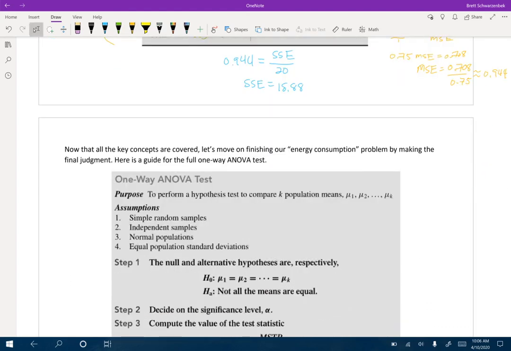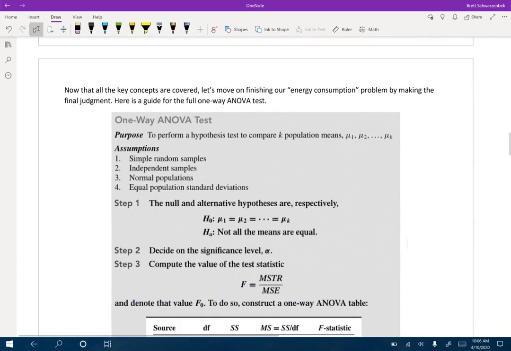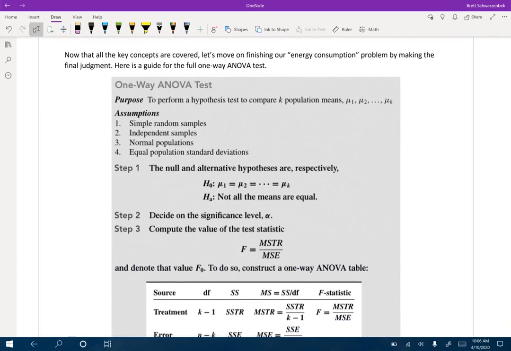Okay, so now let's take a look at the entire ANOVA test on one page, so you can really absorb it. We've talked a lot about it already, obviously, but let's do that. And then on the next page, we're going to actually make a decision on our home energy consumption problem, so that you can really get a look at what this ANOVA test can do.